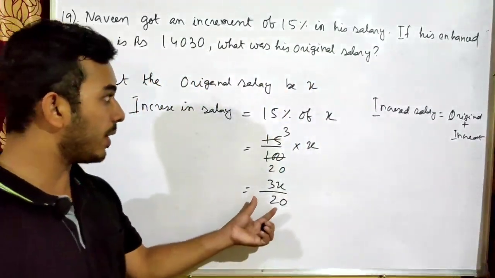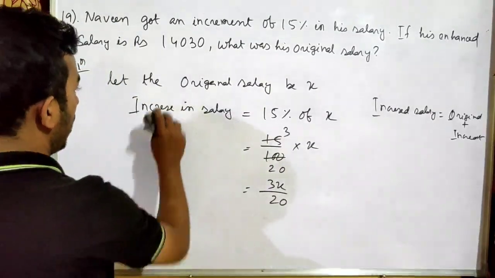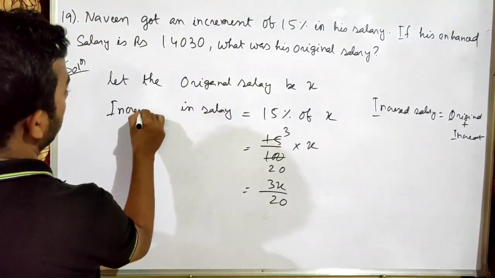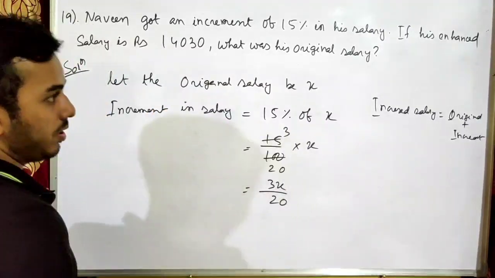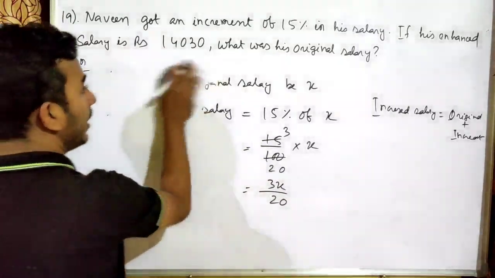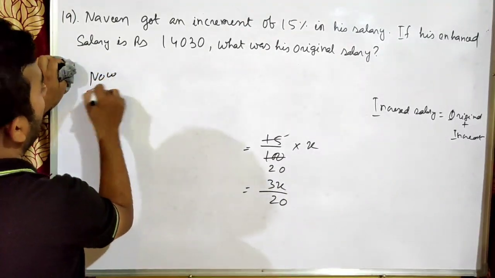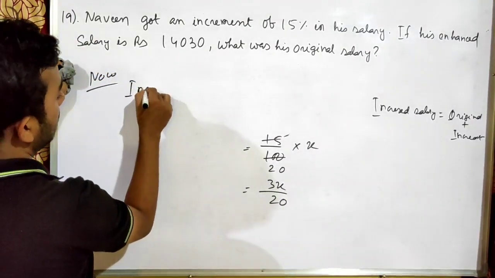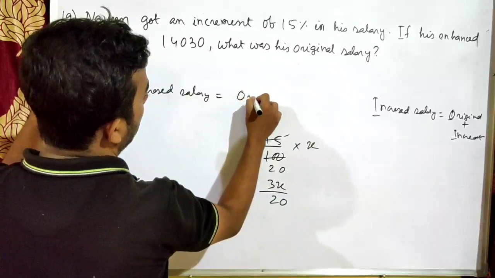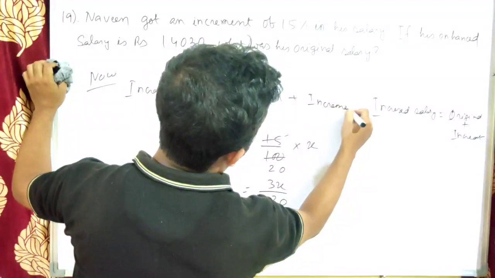Now the increment is what? Increment in salary. If you feel it is better, you can write increment here also. Increment in salary is 3x by 20. So according to that, we'll write the relation. Increased salary equals original plus increment.